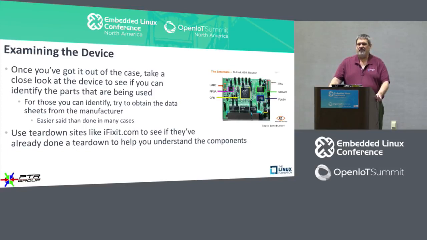Oftentimes, I've had manufacturers black out the part number with a Sharpie. But if you hit it with just the right light, especially in different modalities like infrared, you can usually read it even though they've marked it out. I have also seen them scrape the part numbers off to keep you from figuring it out. In that case, a little bit of nitric acid will usually bring the part number back up so you can figure out what it was. So being able to read the part numbers is easier said than done.